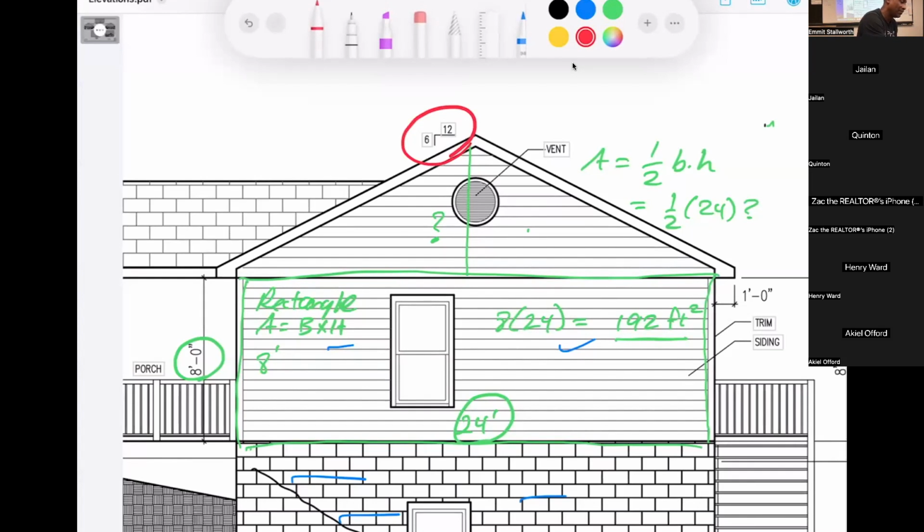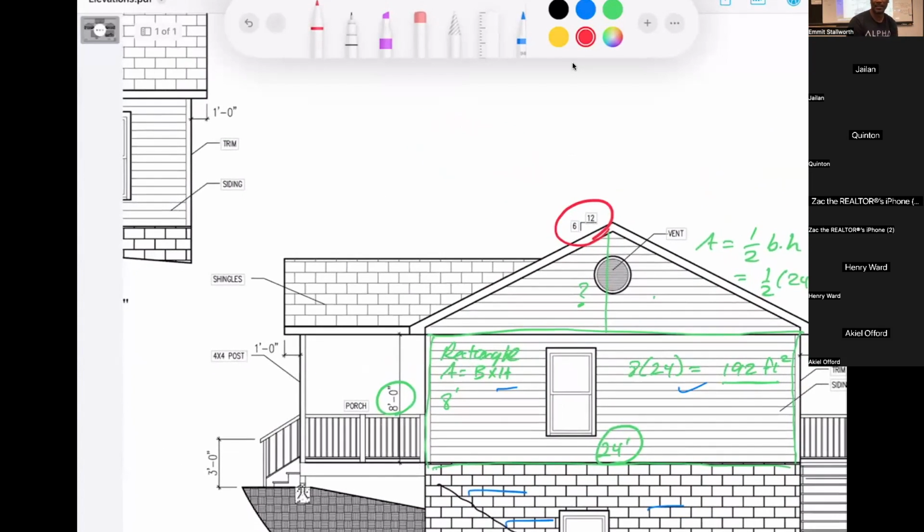So I'm going to use proportions, guys. Now, guys, if you don't feel comfortable with your math, don't do this right here. You got to take cover. If you don't feel comfortable doing this, you may want to hold out on this. But notice that what this 6/12 means is for every 12 units that I run, I go up 6 units. Every 12 feet that I run, I go up 6 feet.